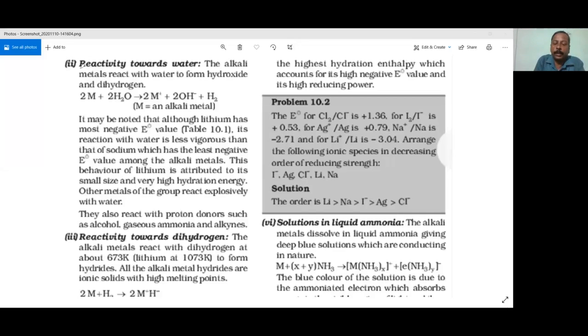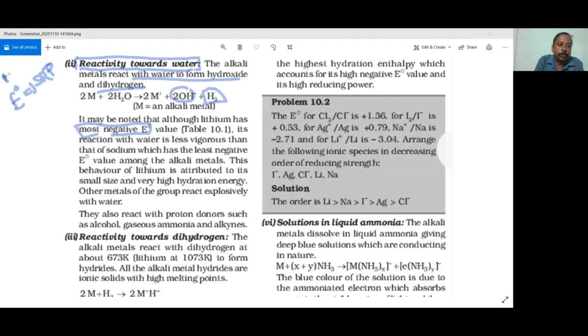In the next page, after reaction with oxygen, the next short notes you will make are on reactivity towards water. Alkali metals react with water to form hydroxide and dihydrogen, like NaOH, KOH, and hydrogen is liberated. It may be noted that lithium has the most negative E naught value. E naught is the standard reduction potential.